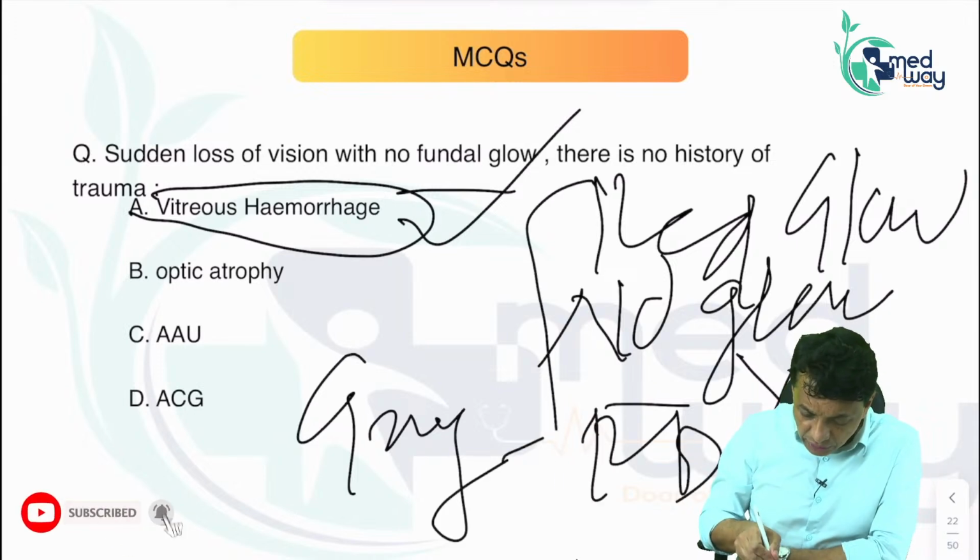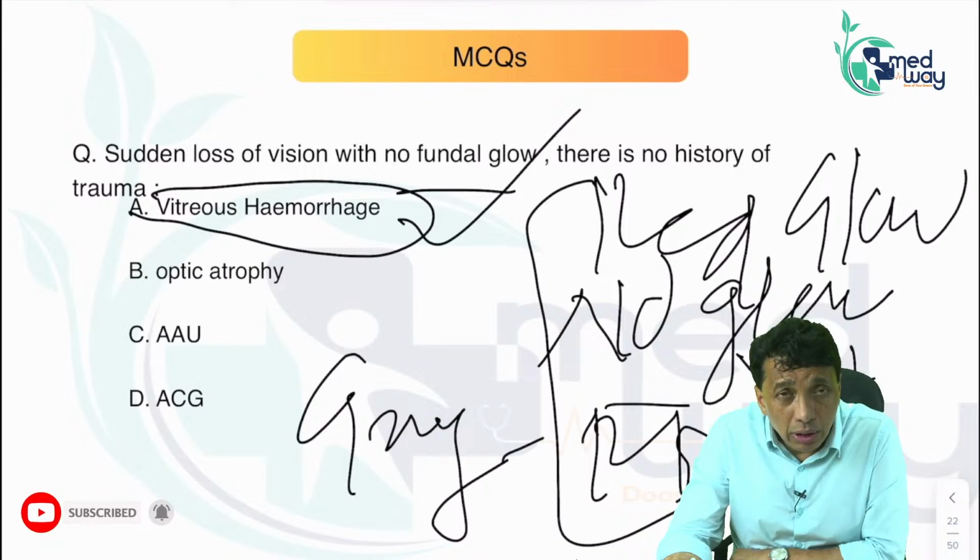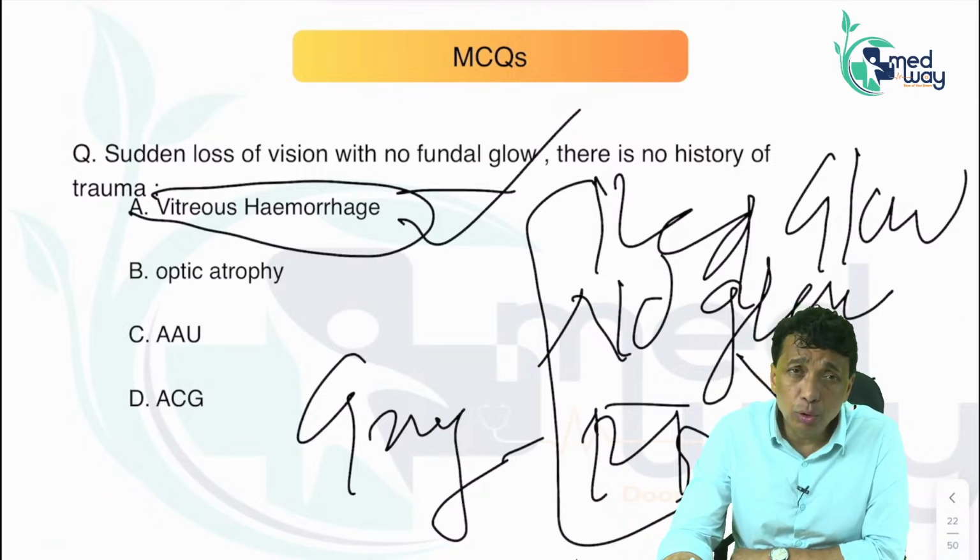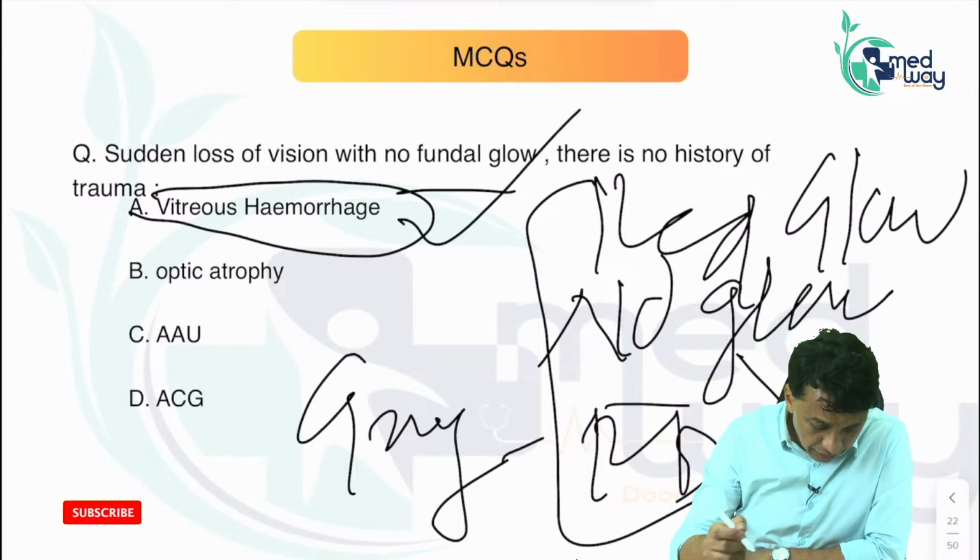So, we have these 3 different questions, 3 different glows: red glow, normal; no glow, vitreous hemorrhage; gray glow, retinal detachment. Okay, so this is vitreous hemorrhage.